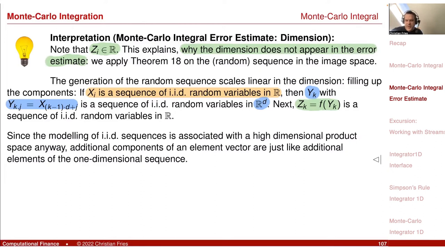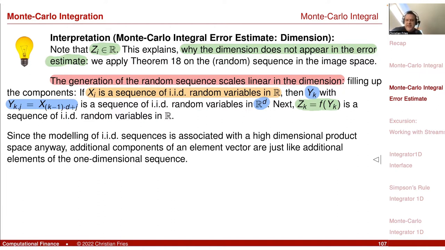So if we now go back here to our Monte Carlo integration, you see that IID sequences are already sequences which have in the background a high dimensional space. And having now a sequence of d-dimensional vectors, well, it's maybe just the same product space that lies behind it as having d elements of the one-dimensional sequence. So for it, there is no difference. So you see, the whole generation of the sequence scales linearly in the dimension. Why? Because I just need this strategy of taking a one-dimensional sequence and filling the vector. So that's the only place where the dimension comes in, and it's only a step where it scales linearly.